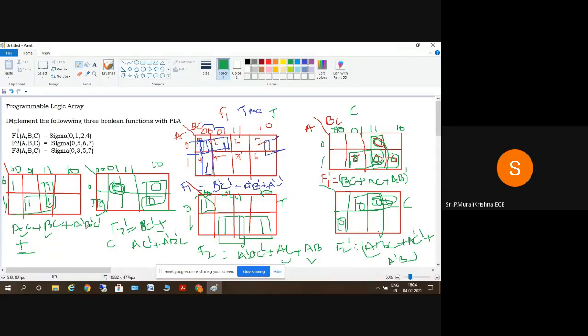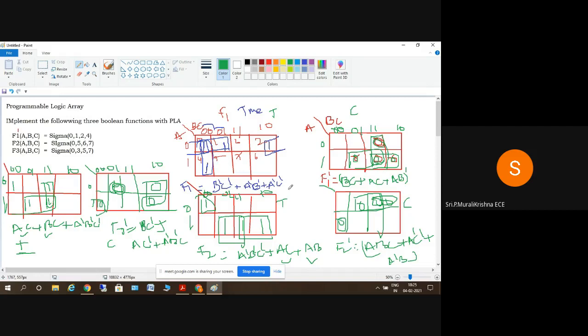So check the product terms here. B bar C bar is not there in F2 or F2 bar. Not in the true form, not in the complement form. And B bar C bar is not in the true form or the complement form of F3. We have BC bar, but we don't have B bar C bar. And we have A bar B bar. A bar B bar is not in the true form or complement form of F2, and not in F3 either.